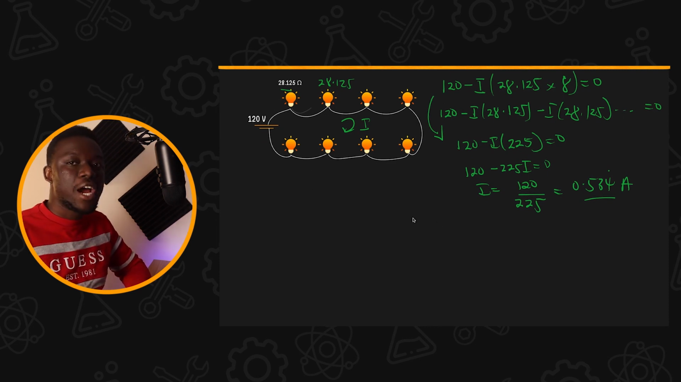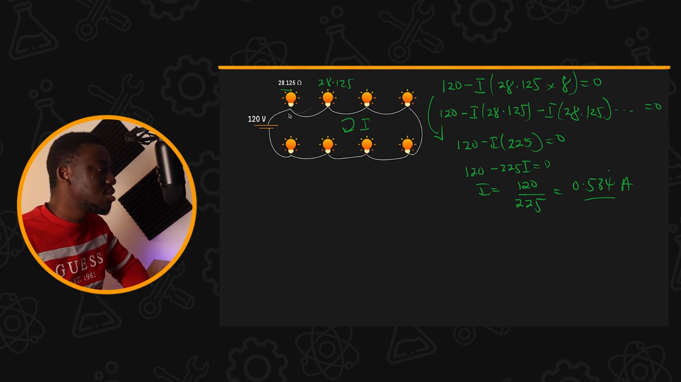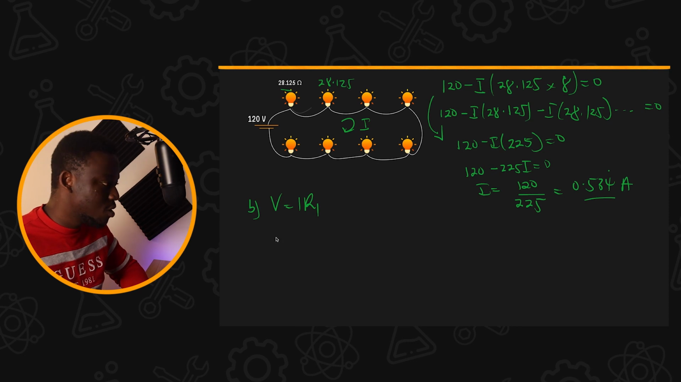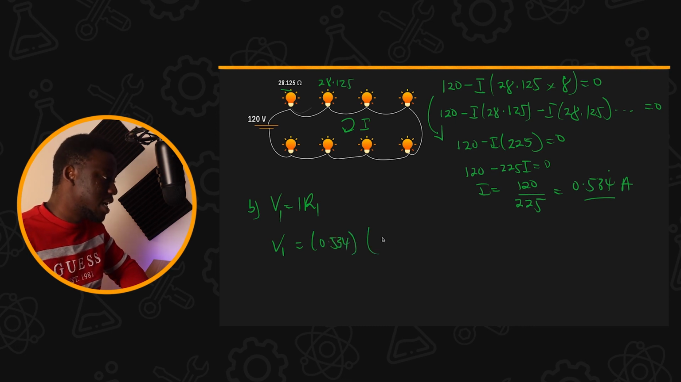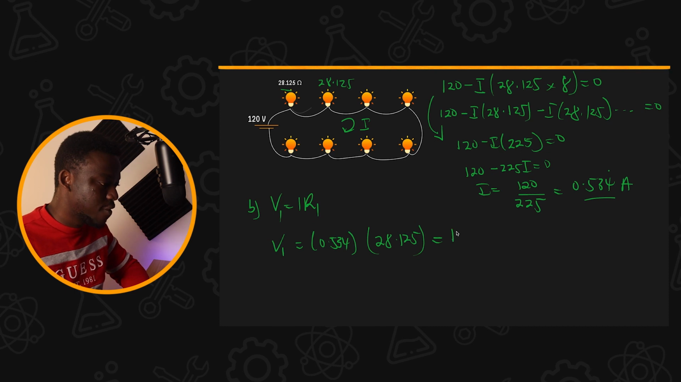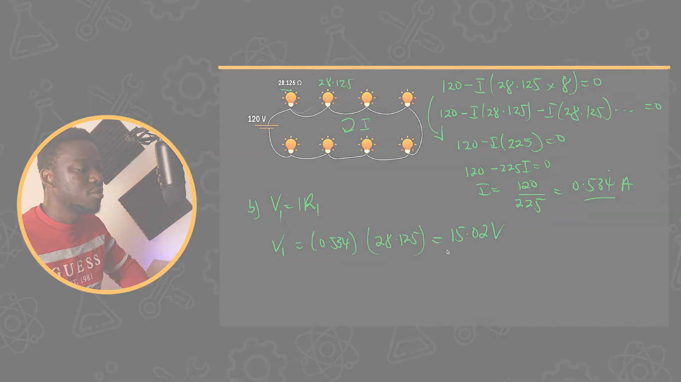And since we already have the current, that makes it easy. And we know that the resistance for each bulb is the same, so we can just find one and then we'll be done. So we use Ohm's law for this as well. So V equals IR. Let's use that for the first one. And so the voltage drop across one, so V1, is 0.534 times R, that's 28.125. So we multiply this out, that gives us 15.02 volts.